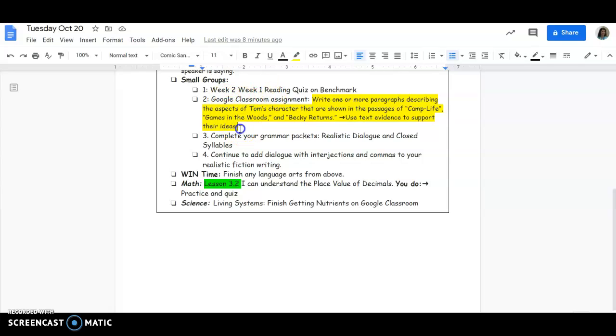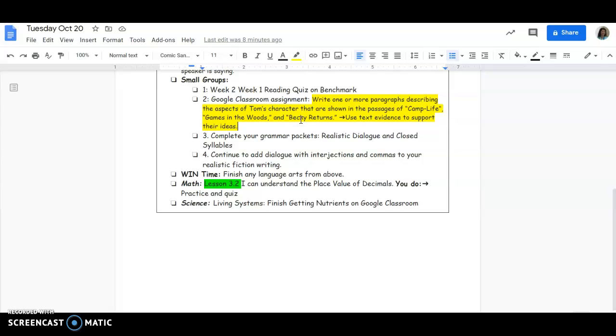The next one is a Google Classroom assignment where you're going to write 1 paragraph about that reading lesson you just talked about, but we're just going to look at Tom. Just look at Tom's characters and compare his character between all 3 stories that he's in. So how is Tom's character in Camp Life versus Game in the Woods versus Becky Returns? Okay, and then you're going to use some text evidence to support your ideas.